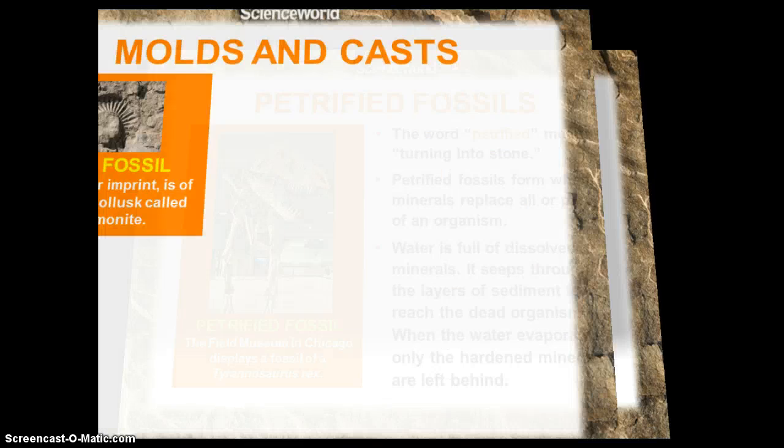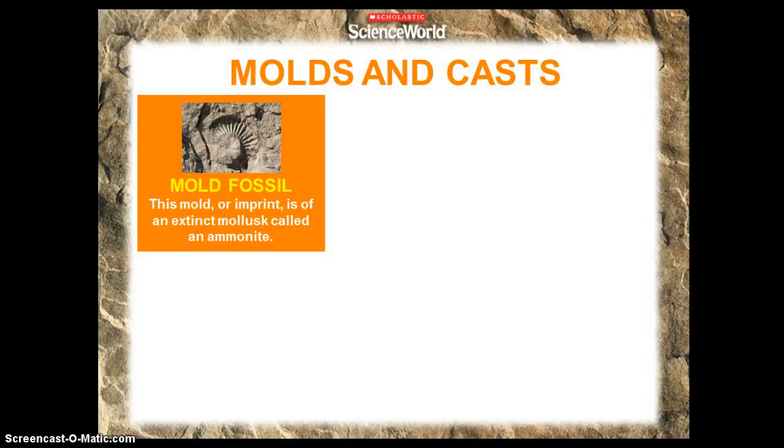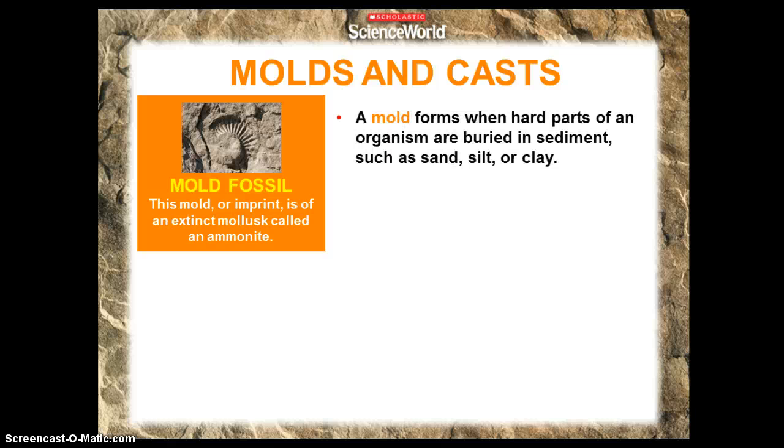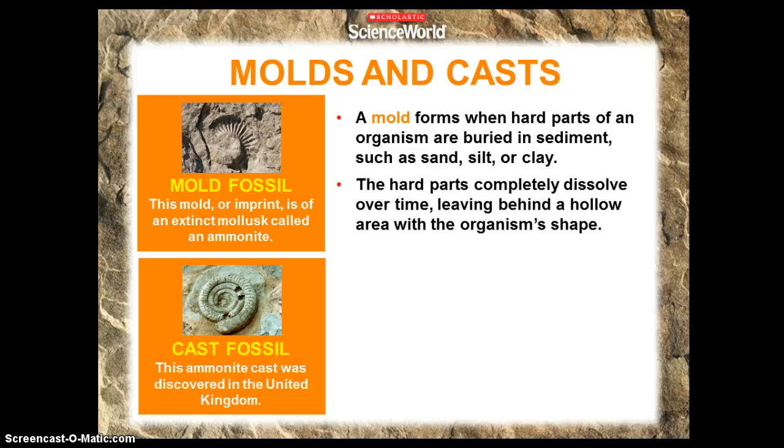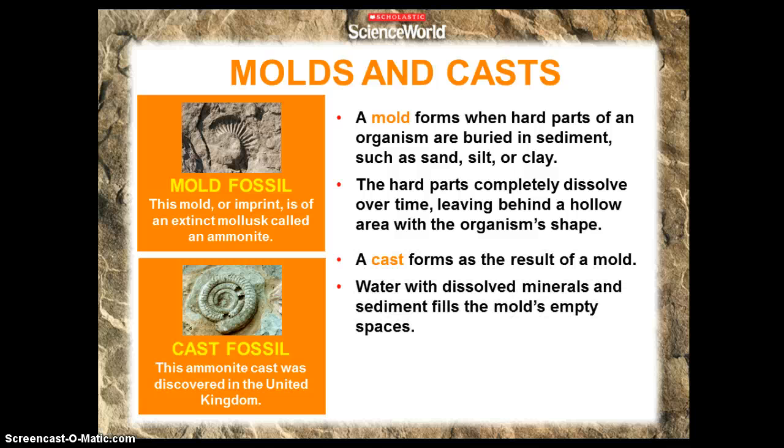Next type of fossils are molds and casts, and again Tim and Moby discussed these. The mold forms when the hard part of the organism is buried in the rock, so that it leaves that imprint in the rock. And then again, when minerals replace the organism and harden, it forms a cast. So the cast forms as a result of the mold. Keep that in mind. Try to differentiate between those two.